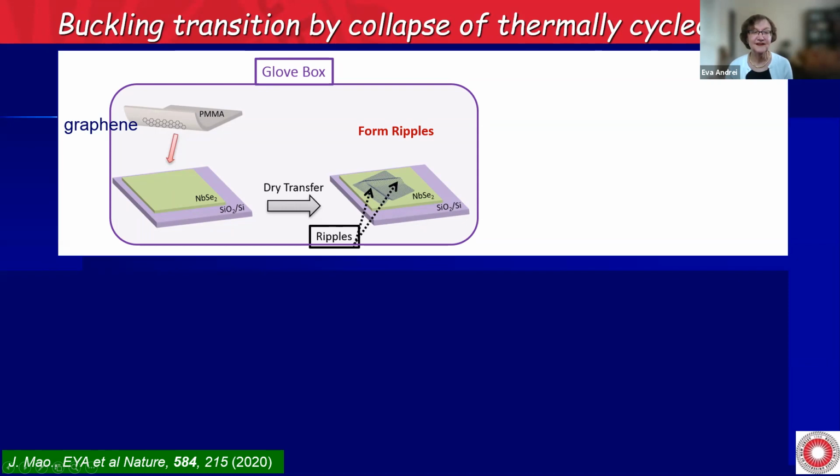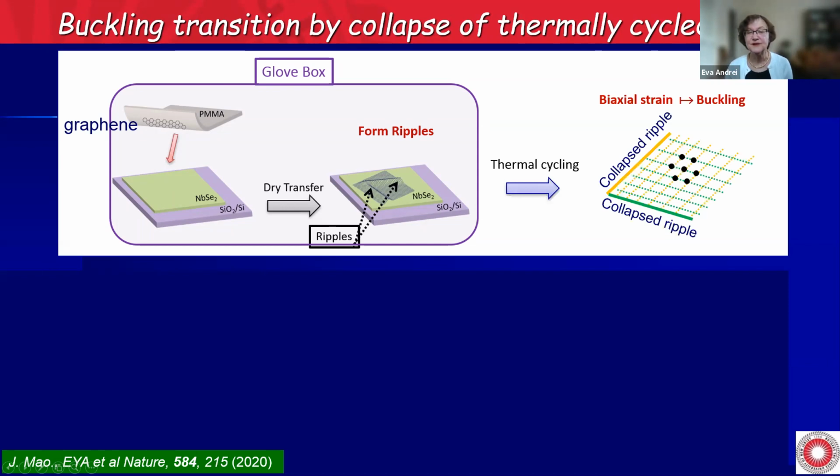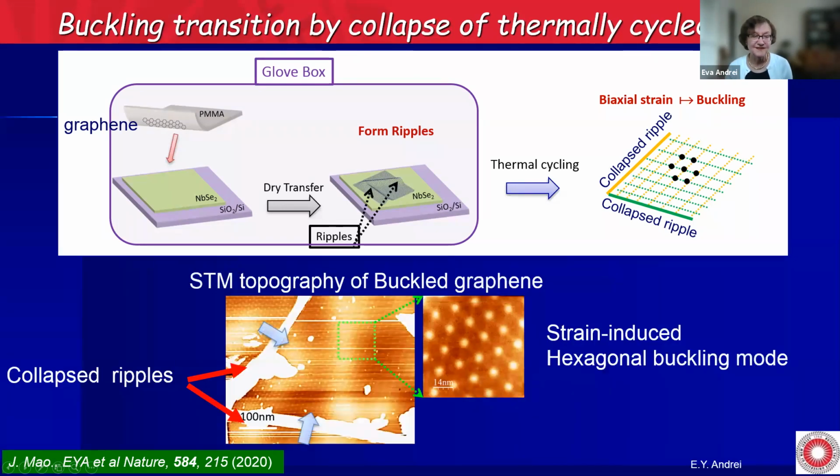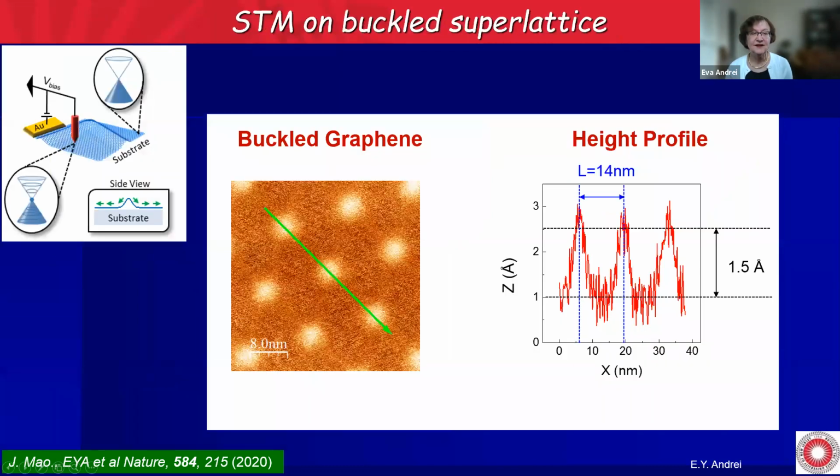When you put graphene on a substrate, as everybody who's tried it knows, you always have ripples. When you do some thermal cycling, these ripples collapse, and if they are pinned to the substrate, they will produce a compressive stress. Indeed, this is what happens. We got these two collapsed ripples, and inside here we had this beautiful hexagonal buckling mode. This is a zoom into it, and this is the height profile along this line.